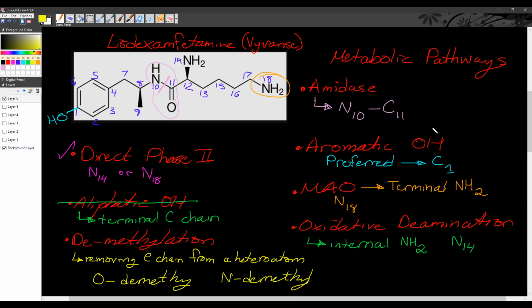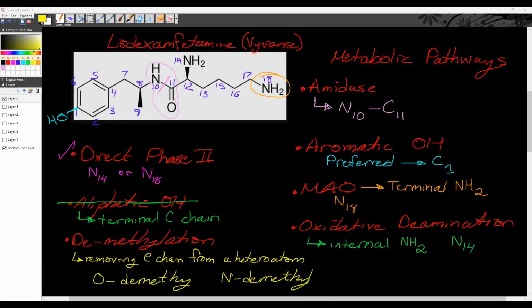Okay. Do we want to do another one, or do we want to move on to percent ionization? Because I know that's something that people are questioning. Another one? Okay.